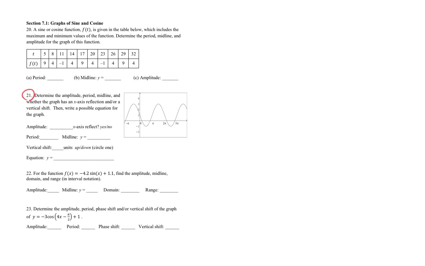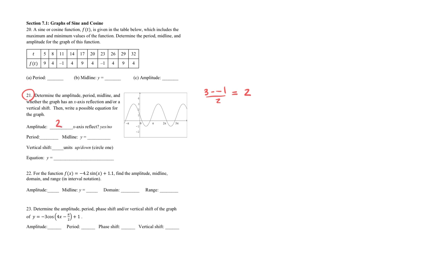Okay, so we're given this graph, and we want to find the amplitude, period, midline, and whether it has a reflection or vertical shift, and write an equation for the graph. Okay, so for our amplitude, I think we'll do the same thing we did for the table. We'll take our 3 minus our negative 1, and then divide by 2. So we should get that our amplitude is 2.